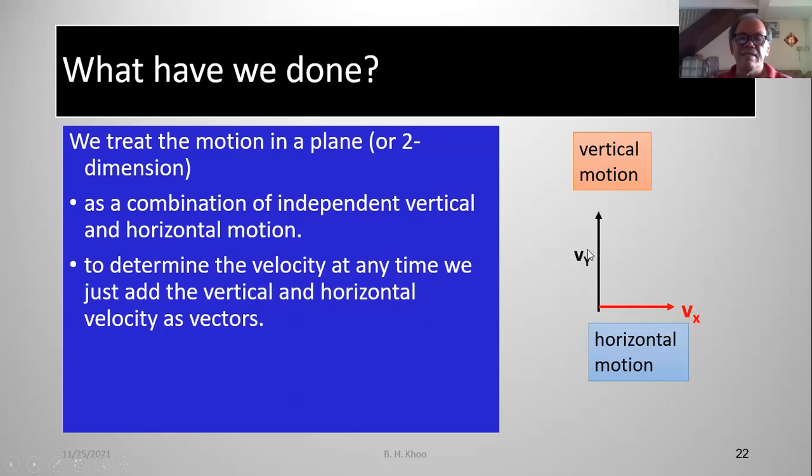Velocity at time t for the vertical, and velocity at time t for the horizontal, and then combine them. Use that vector equation. This is a vector equation: V equals Vx plus Vy. So we draw a rectangle, complete a rectangle, and then this diagonal will represent the resultant vector or resultant velocity.